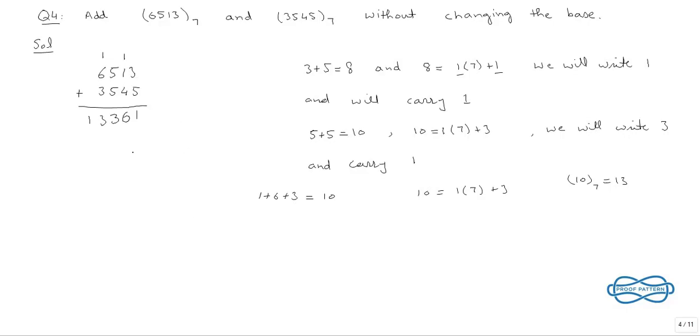So it is clear that we have added these two numbers without changing the base. So 6513 base 7 plus 3545 base 7 is equal to 13361, and it is also with the base 7.